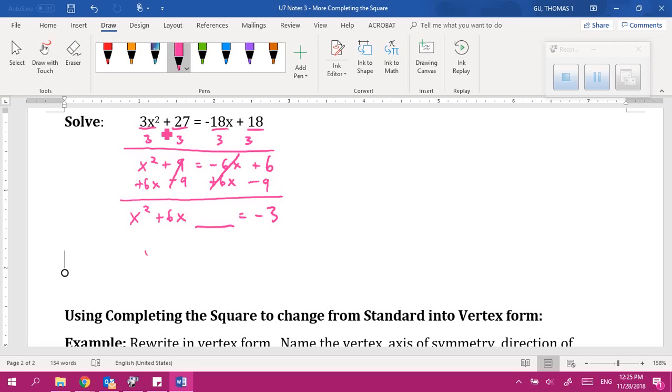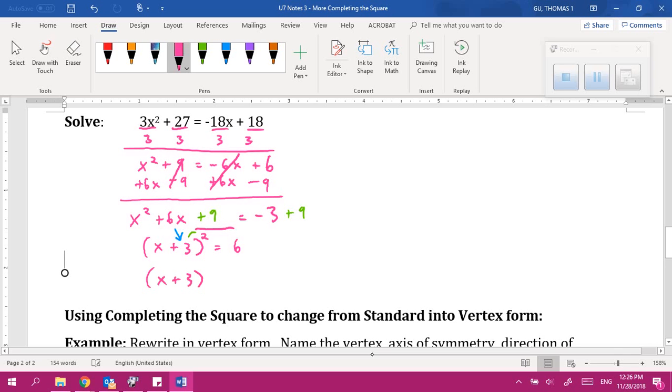Parentheses x plus 3 squared, and then plus 9 in one space and on the other side. That's right. So once again, we divide the 6 by 2. That gives me the 3. Then we square that 3, and that tells me what goes in the blank, plus 9 on each side. So that means x plus 3 squared equals positive 6. Negative 3 plus 9.